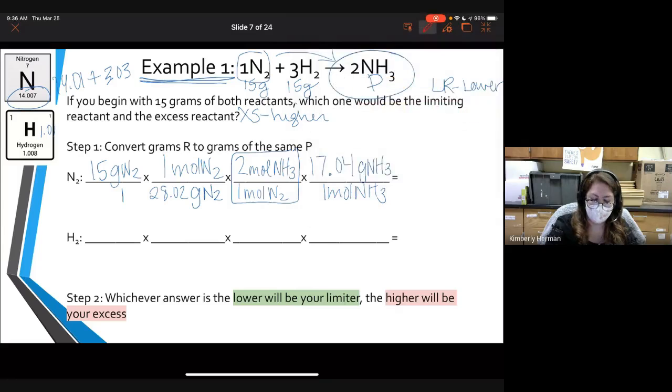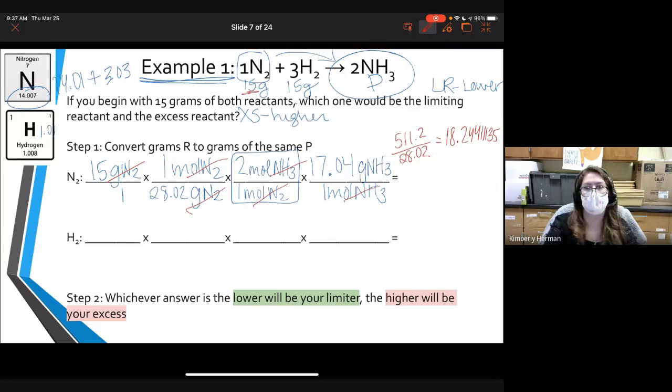Now, make sure that your units cancel out for each one. Awesome. And then this is where we need our calculator for finding our answer. So we're going to do the top first. We have 15 times 2 times 17.04, and I have 511.2 for my top. The bottom's pretty easy. We have 1 times 28.02 times 1 times 1. So right now, I'm going to put that 511.2, and I'm going to divide it by 28.02. Now we get a long decimal, 18.2441135.